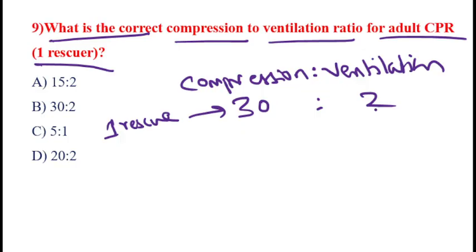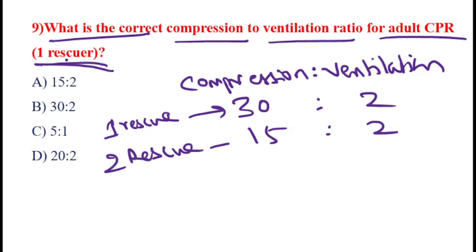When 2 rescuers are there, in this condition it is 15 to 2. 15 chest compressions and 2 ventilations have to be given. So in case of 2 rescuers, 15 to 2. In case of one rescuer, it is 30 to 2. This compression to ventilation ratio has to be maintained.